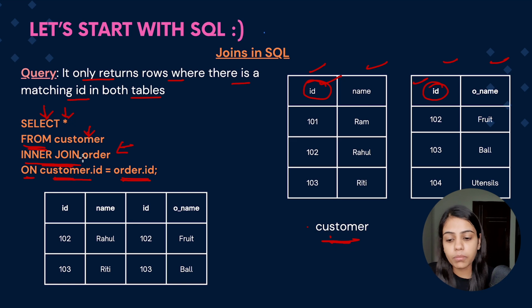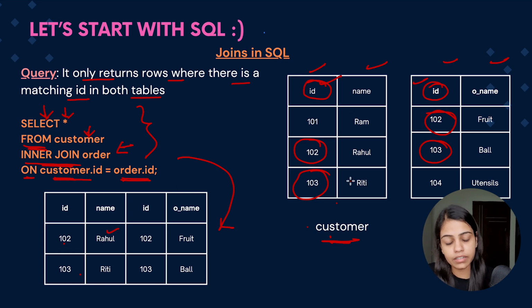So whenever we perform this particular query, we will get the result as this. So here you can see that among all the IDs which are present in customer and order table, the ID 102 and 103 are common among both the tables. So we'll get the details for 102 and 103. Then we'll get the name which is present in table 1, and then we'll get the ID which is again present in table 2, and then we'll get the order name, that is fruit. In the similar way we will get for 103 Reeti, 103 is the ID which is for the second table, and then the order name as ball.